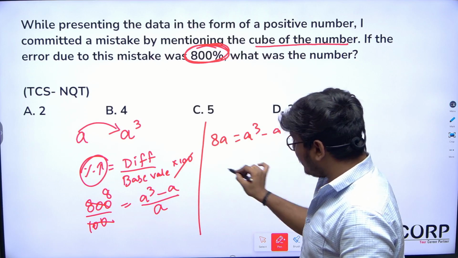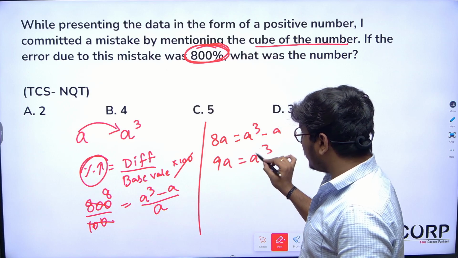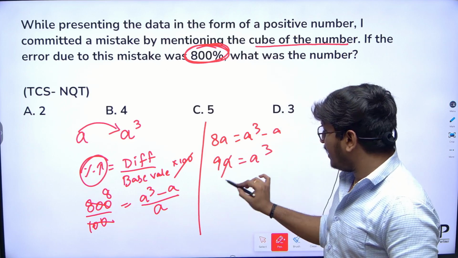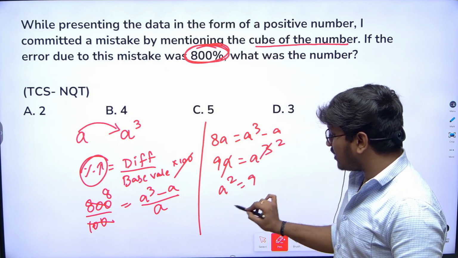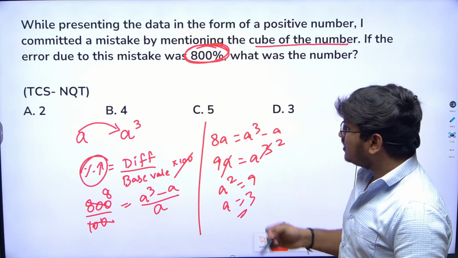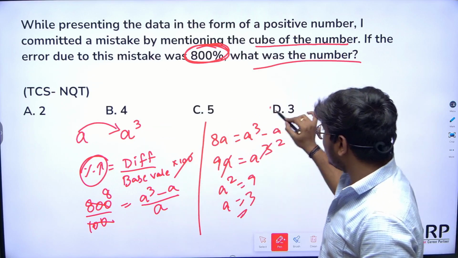If you take this A to the left hand side, 9A is equals to A cube. Now A here will get cancelled, it will become A square. Now when A square is equals to 9, A is equals to 3. So what they are asking us to find is, what is that positive number? The positive number is 3.